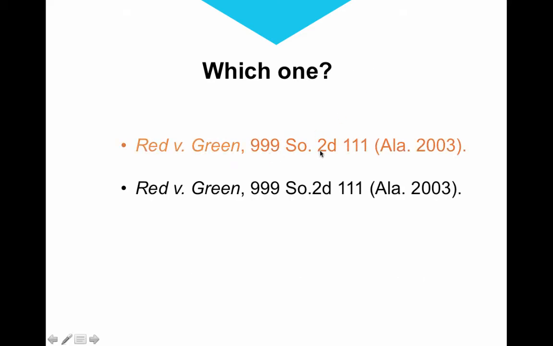This is the correct answer because there needs to be a space. This is the Southern Reporter 2nd edition, and there should be a space between So. and 2d.